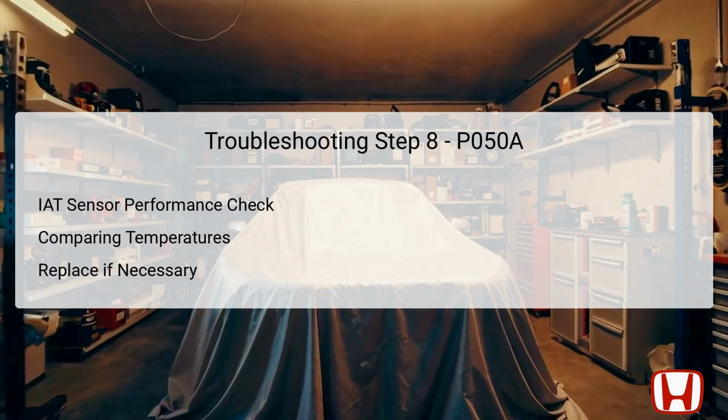If there's a discrepancy of 5.4 degrees Fahrenheit, 3 degrees Celsius or more, it points to a faulty MAF sensor or IAT sensor 1 that requires replacement. If the IAT Sensor 1 is functioning correctly, further investigation may focus on checking for carbon buildup or damage in the throttle bore, requiring cleaning or replacement of the throttle body as needed.